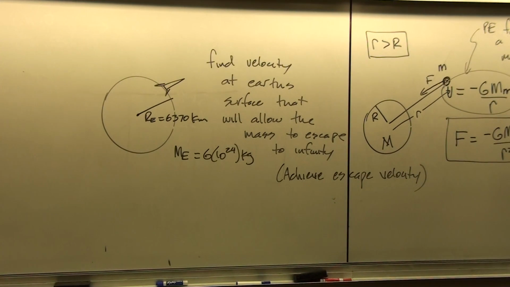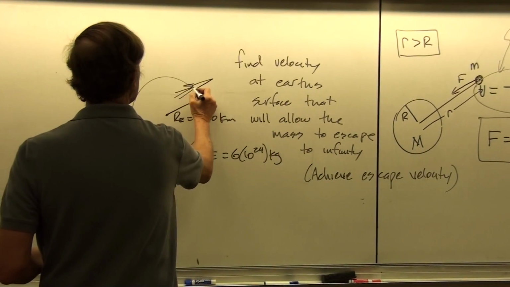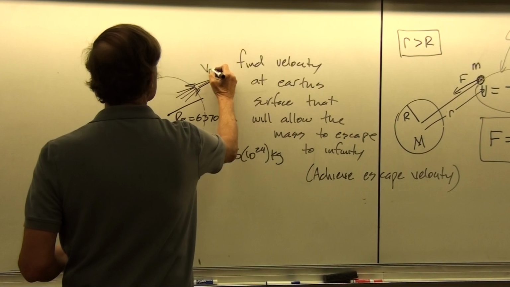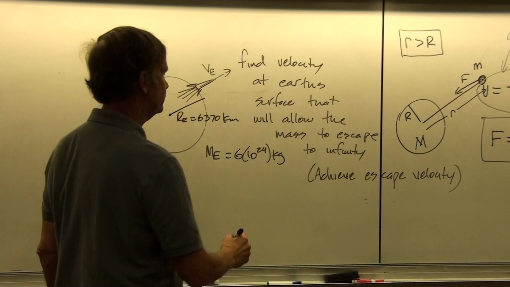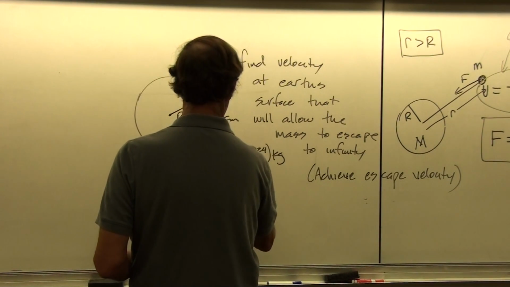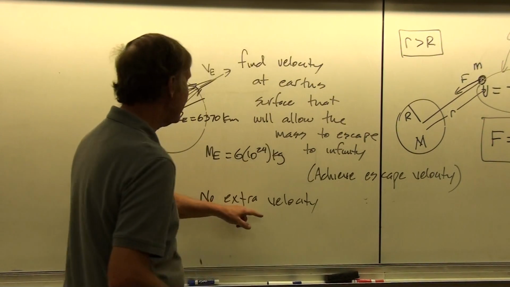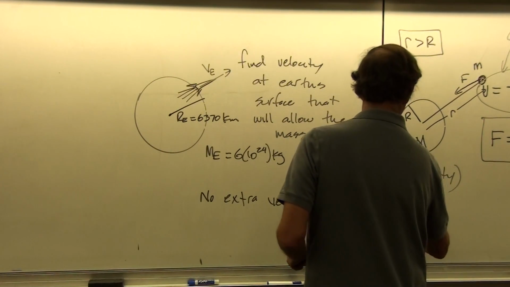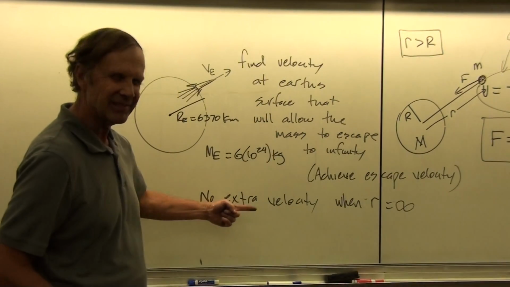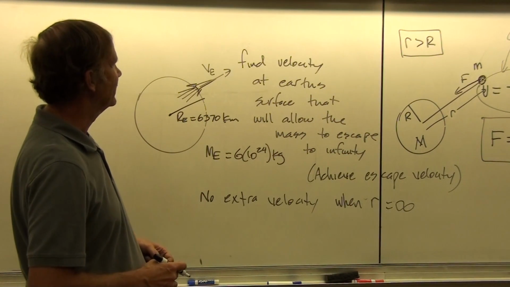Okay, and so what is escape velocity? Well, it's just the speed, the minimum speed that we can give this thing at the Earth's surface. We'll call it v escape, so that it just makes it to infinity with 0 extra velocity. So we have no extra velocity when r equals infinity. So that means the mass just escapes, but with 0 velocity to infinity. And then we have escape velocity.